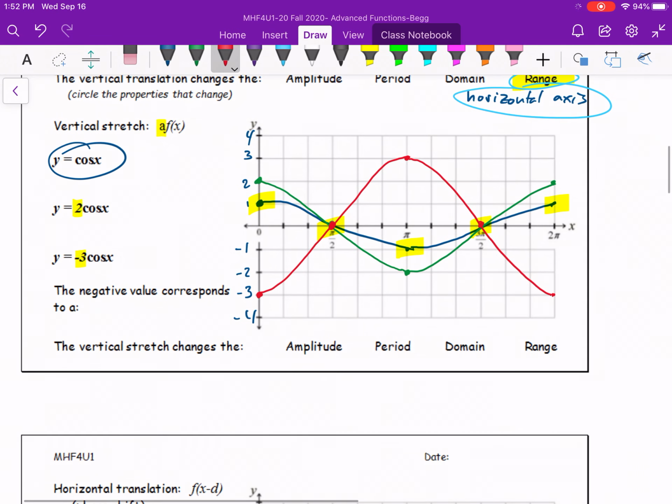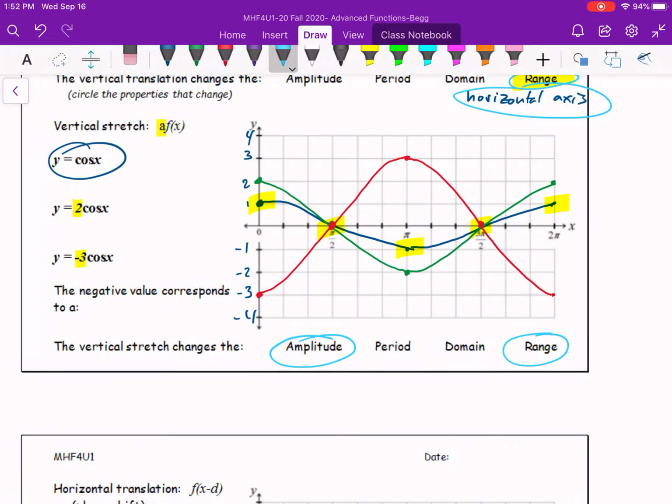The vertical stretch changes what? Well, does it change the amplitude? Yeah, the amplitude's changed. The axis of the curve is the x-axis for all of these. So the amplitude is definitely bigger depending on what the a value is. The period hasn't changed. They still have a cycle of 2 pi radians. The domain does not appear to have changed. It's still all real numbers.